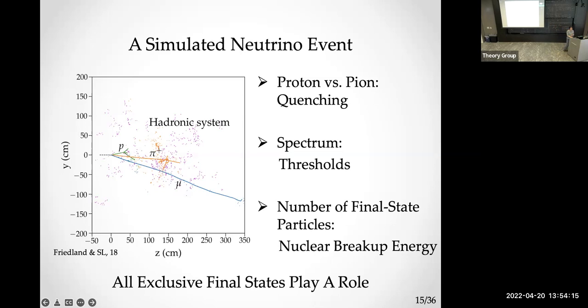So let's make a hydrogen detector. So that would be great. Not neutrons. That would be great, yes.